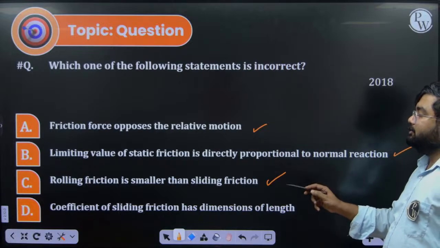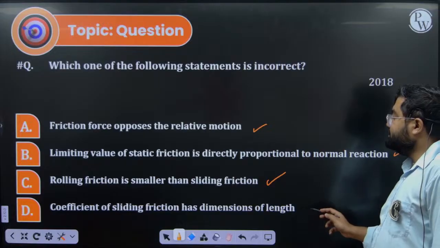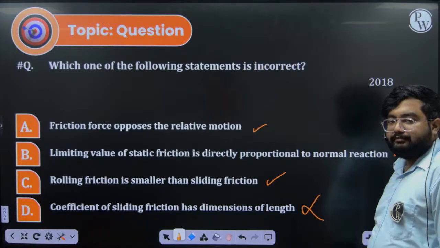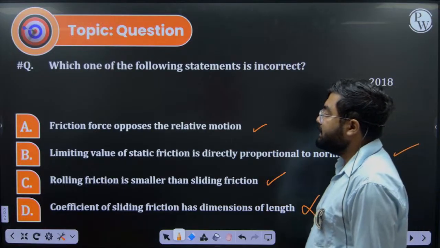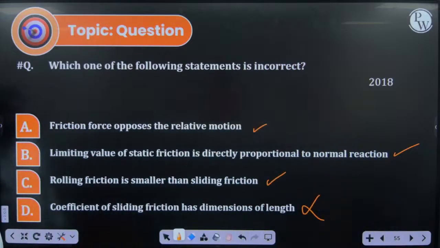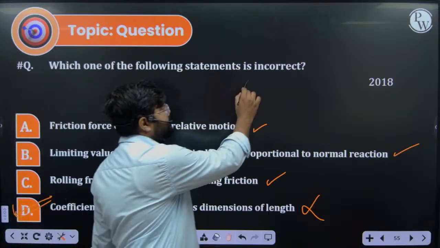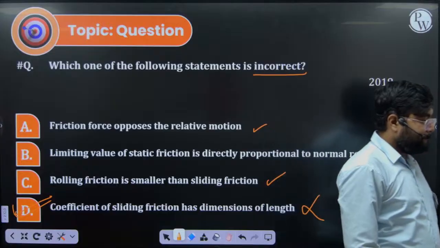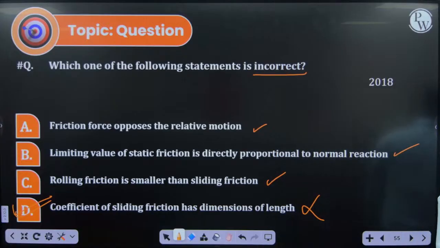And next is: coefficient of sliding friction has dimension of length. This is incorrect because it is dimensionless. We saw that when we saw that theory portion. So the correct option here is option D because we have to find the incorrect option. I hope this is clear.